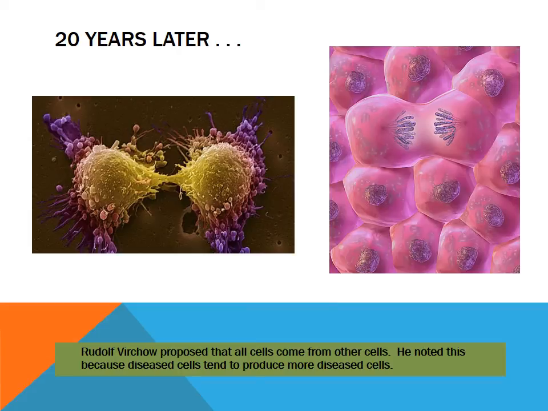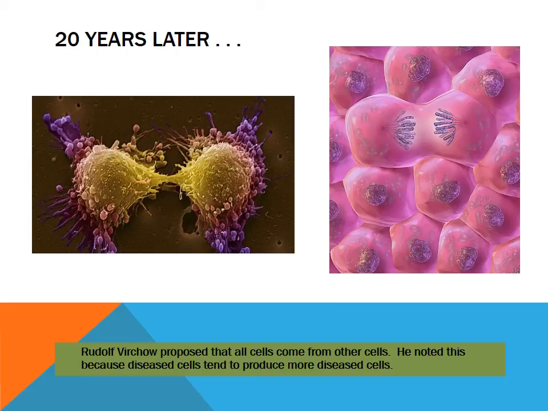Twenty years after that, you have a Russian gentleman by the name of Rudolf Virchow. Virchow proposed that all cells come from other cells. He got that by looking at cancer cells. He noticed that all cancer cells produce more cancer cells. They don't make normal cells. Normal cells make normal cells. Cancer cells make cancer cells. So from that, he proposed this idea that all cells come from other cells.